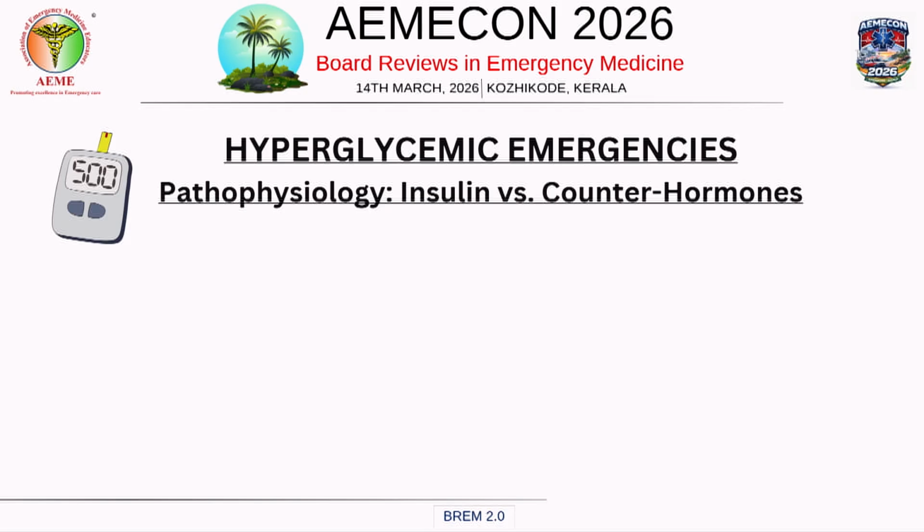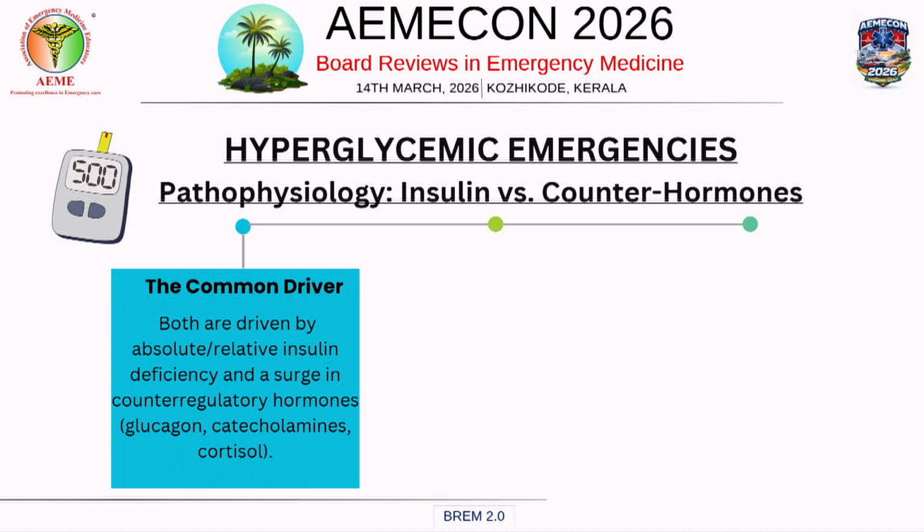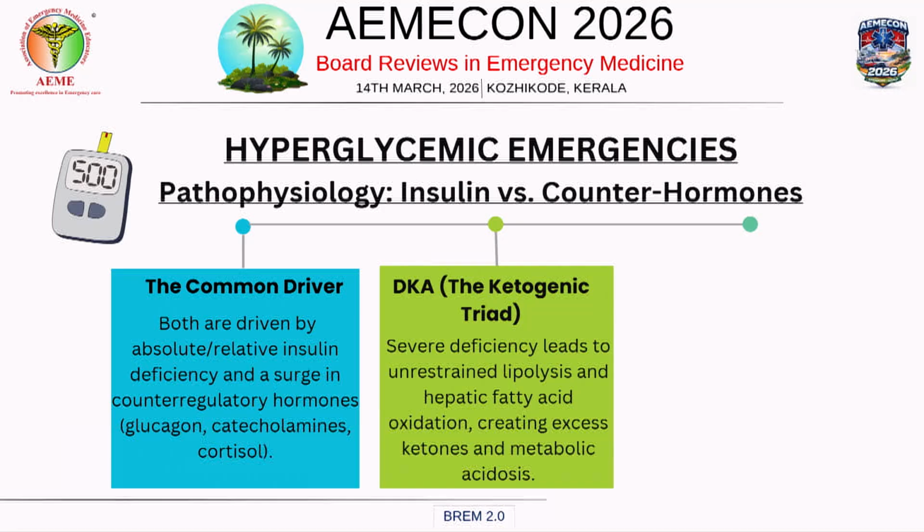It is not possible to discuss the pathophysiology of DKA and HHS in detail, but the one single thing that we have to remember is the two players, insulin and the counter hormones. The common driver in both HHS as well as DKA is an absolute or relative deficiency of insulin and a surge in the counter regulatory hormones, which include glucagon, catecholamines and cortisol. In DKA, there is a ketogenic triad where there is severe deficiency of insulin and there is lipolysis and hepatic fatty acid oxidation, and this will result in ketosis and acidosis.